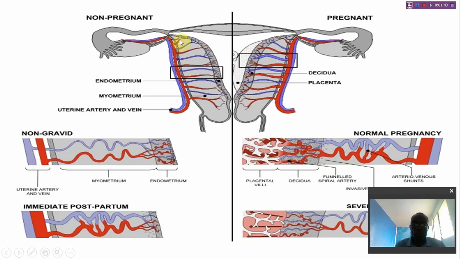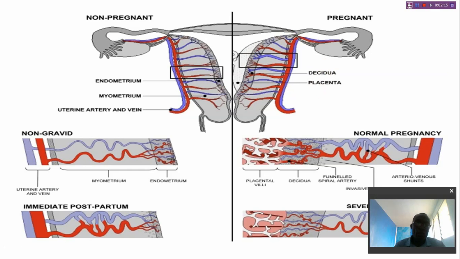And looking at a non-pregnant womb, the lacunae of the blood vessels are not dilated as compared to the pregnant womb. So this is a typical example of the blood vessels, normal and abnormal blood vessels. So all these are normal phenomena. Look at the endometrium, the myometrium, the uterine artery, and the vein. Same applies to this. With the pregnancy, you see the decidual reaction and the placenta.